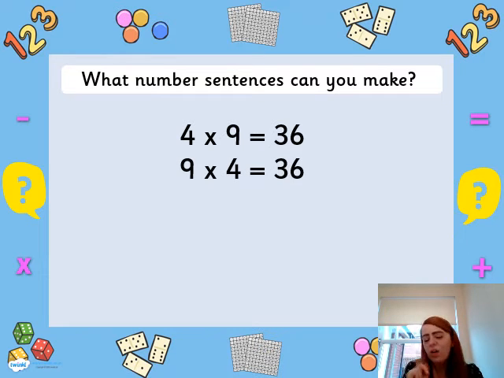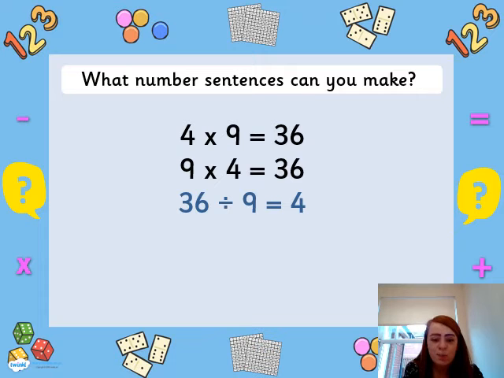Right, so I also know then that 9 times 4 is 36, okay? 9 groups of 4 is the same as 4 groups of 9. And the biggest number is always going to stay at the end in a multiplication. And in a division, the biggest number always comes first. So what divisions can I make from these numbers? I can make 36 divided by 9 equals 4.